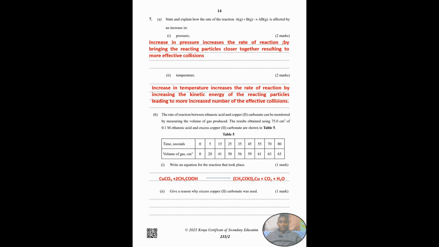Give a reason why excess copper 2 carbonate was used. Why do we always use excess copper 2 carbonate? Anytime we have an acid and a metal or a solid being reacted, we add the solid in excess to ensure that the acid being used, all of it reacts. So in this case, the correct answer is to ensure that all the acid reacts.